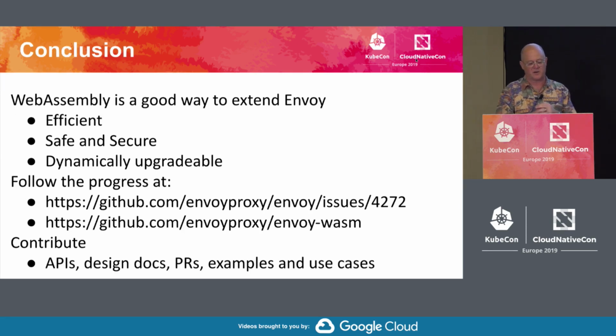So in conclusion, WebAssembly is good for Envoy. It's efficient, relatively safe and secure. It's dynamically upgradable. And we've got an issue to put it in, as well as a repo under Envoy Proxy, but it's not Envoy itself. It's Envoy WASM. It's sort of a sandbox right now. So it's a staging area so that we can get the PRs into upstream. And we'd love to get some contributions.